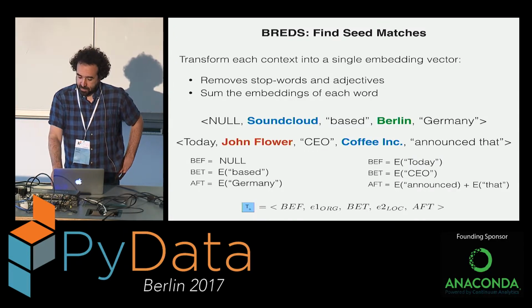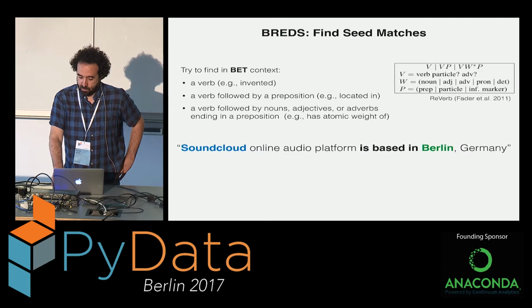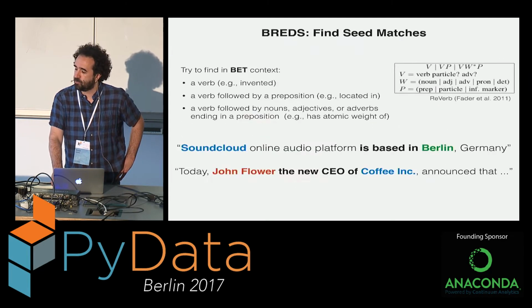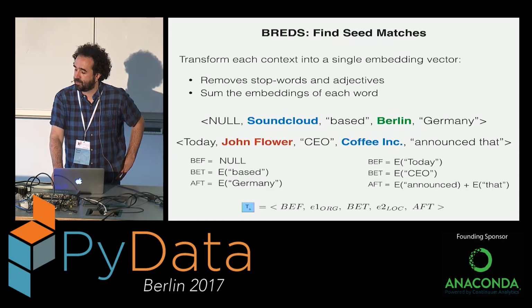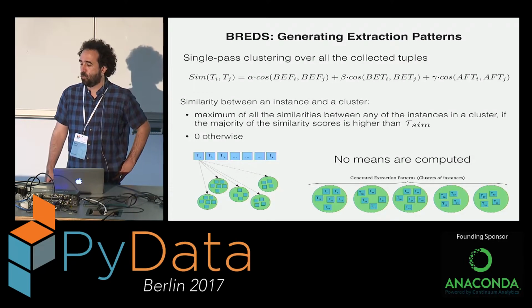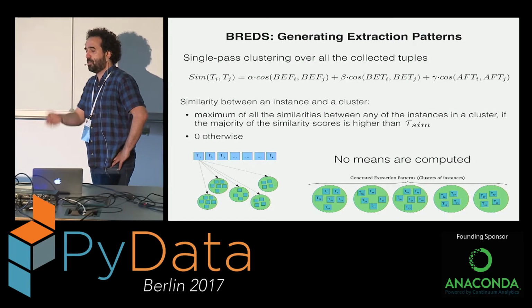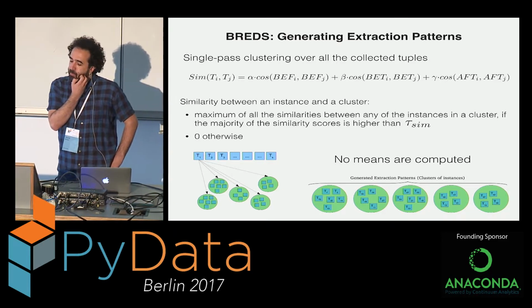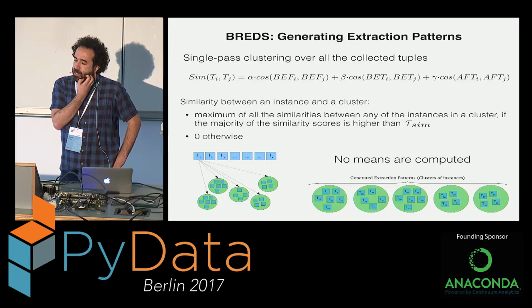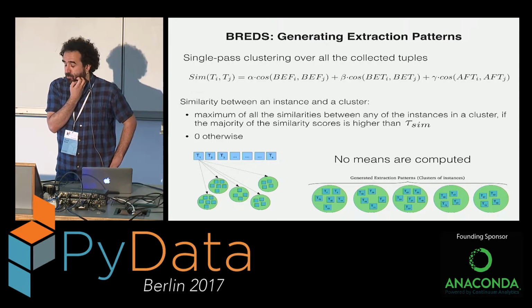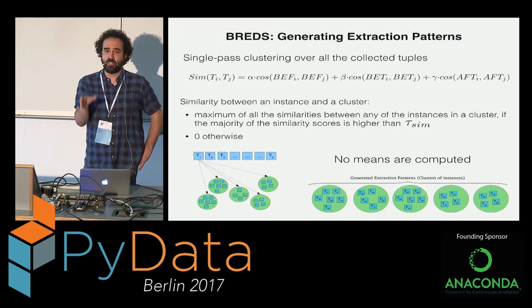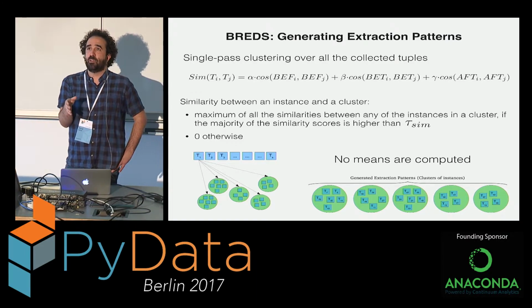Now we are going to the second phase. Just showing back, we were on the first one, find seed matches. Now we're going to the second one, generate extraction patterns. So we have these tuples, we want to cluster them. The clustering will be done in the same way as I explained before, using also the same similarity metric. The problem here is, it's not actually a problem. Well, it was a problem when I did the experiments, but what happened is that at the end we have several tuples in each of the clusters.